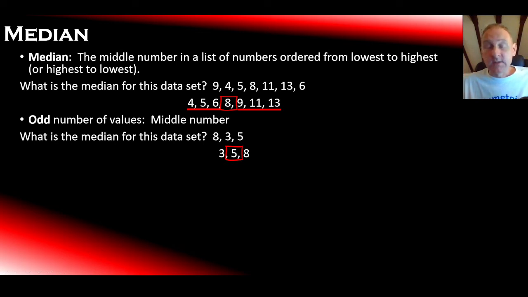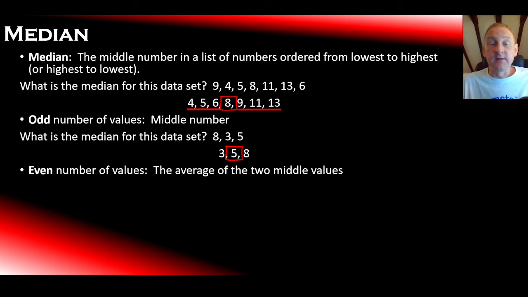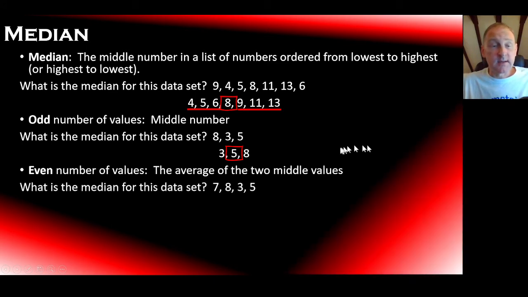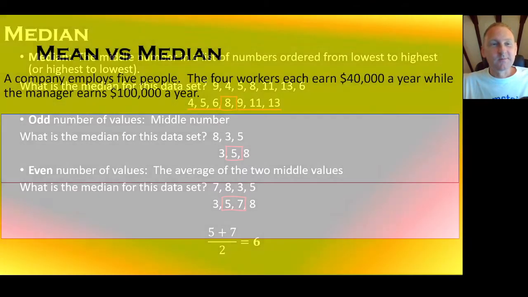But what happens when you have an even number of values? When you have an even number of values, you average the 2 middle values. So let's take a look at this set here. We've got 7, 8, 3, 5. Again, let's put this in numerical order. 3, 5, 7, 8. We have 2 middle numbers, the 5 and the 7. So we're going to take the average of the 2 middle numbers. So the average between 5 and 7 would be 6. And how you would do that, if it's not an easy thing like this, you just add up the 2 and divide it by 2. So 5 plus 7 is 12, divided by 2 is 6. But something like that you should be able to do in your head, right? I hope so. All right.